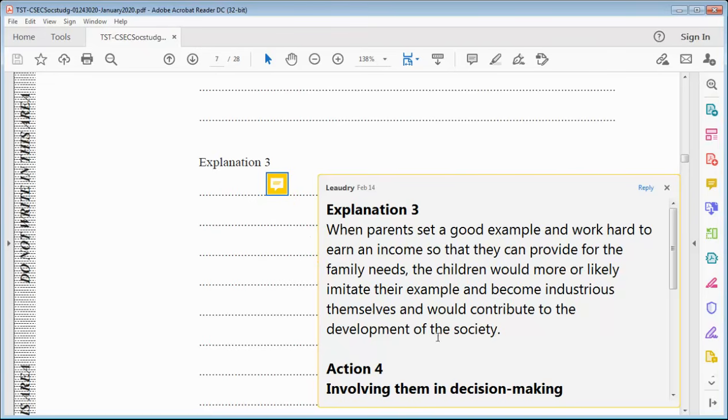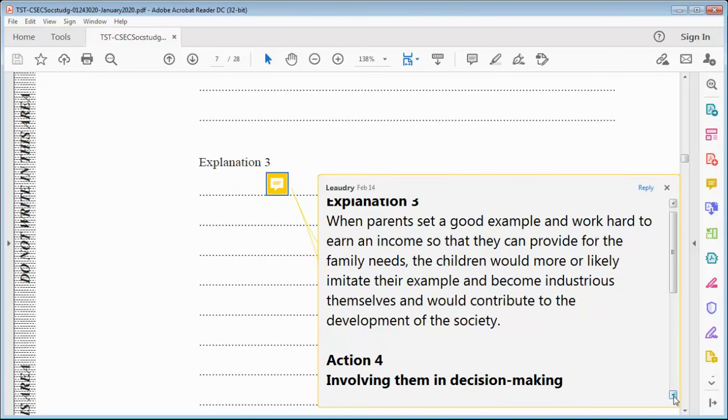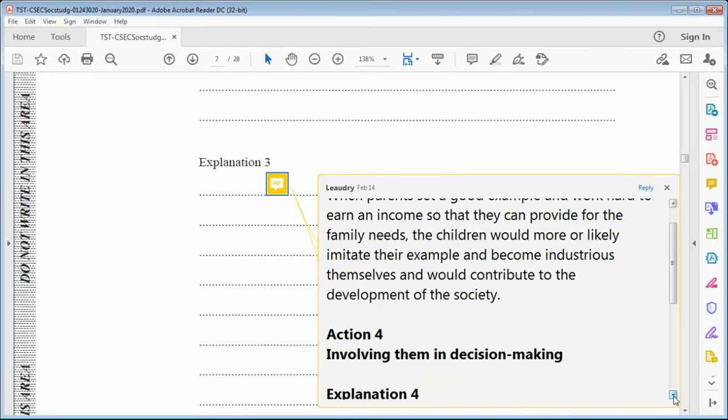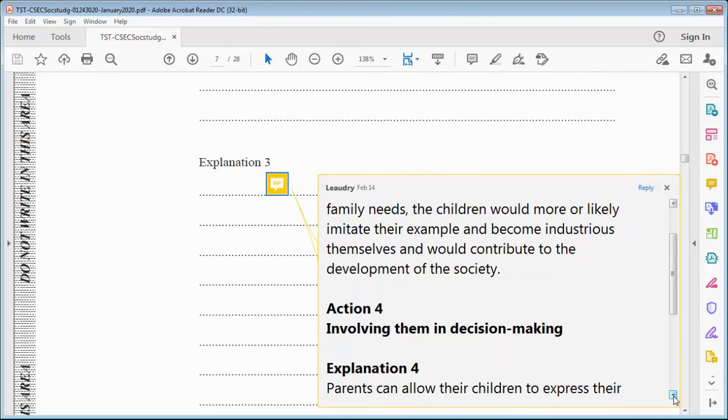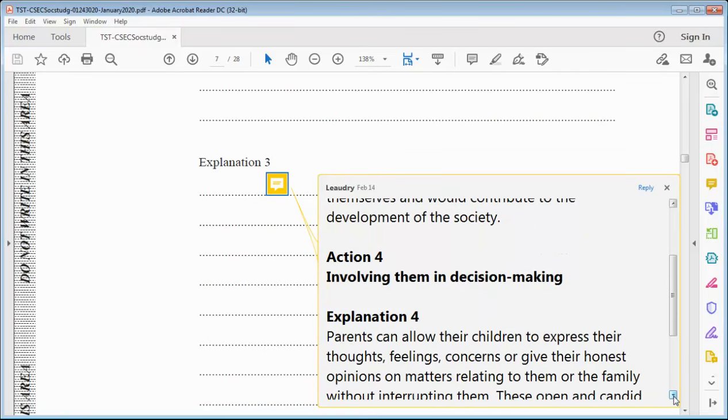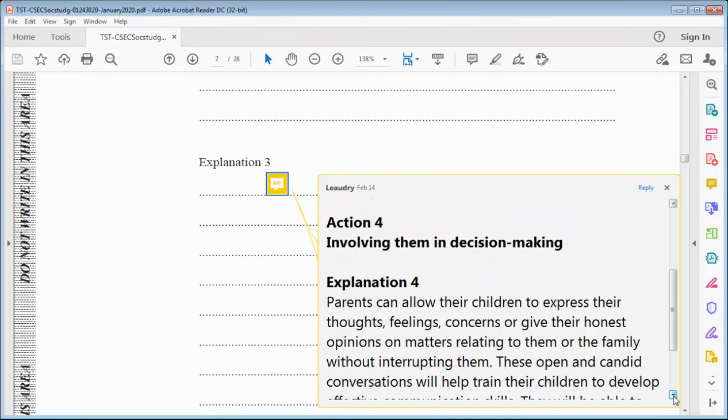What's another action that they could do to train them to become responsible adults? Well, parents can involve them in decision making. And what do we mean? What's the explanation for that? Well, parents can allow their children to express their thoughts, their feelings, and their concerns, or to give their honest opinions on matters relating to them or the family without interrupting them.